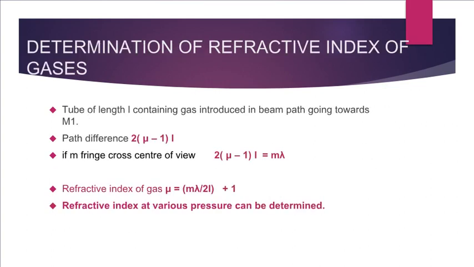Knowing the value of m, the refractive index of the material and the wavelength of light, we can find the thickness of the film. Another application of Michelson's interferometer is the determination of refractive index. A tube of length L containing gas of unknown refractive index is introduced in the beam path going towards M1. The path difference changes. The change in path difference is 2(mu minus 1)L, and the fringe system gets displaced by m fringes. Then 2(mu minus 1)L equals m lambda. On rearranging the equation we can write the expression for the refractive index of the gas as mu equals m lambda divided by 2L, plus 1. Refractive index at various pressures can be determined using this setup.